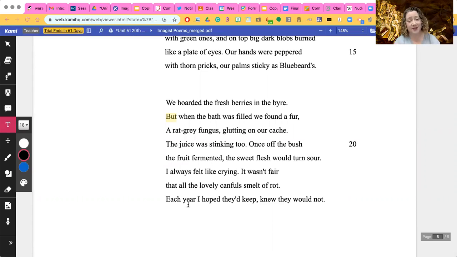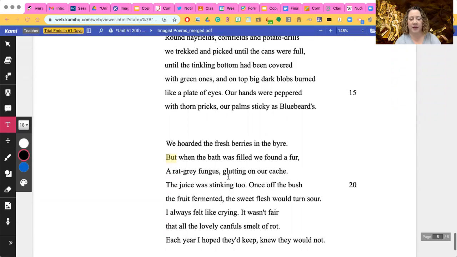They should just learn their lesson, right, as kids, and maybe pick less and leave the green ones on the bushes so they can go out next week and get some more blackberries that are fresh and not rotted. But it's that idea that they're still hopeful about going out each year and still getting the blackberries and remembering that.